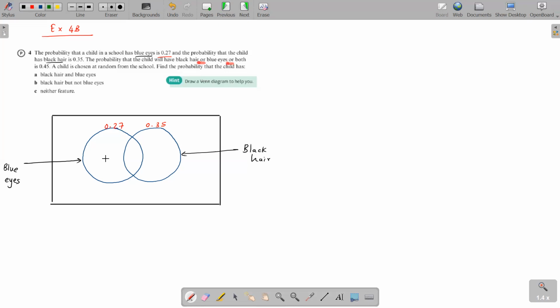Okay, let me just mark individual probabilities inside each region. So I will say this part of the circle has probability A, the middle intersection has probability B, outside has probability C, and outside of both of the circles, I'll say probability D, just A, B, C, D, just to identify regions, so that we can understand. Okay, now 0.45. How do you think the 0.45 should be marked here?